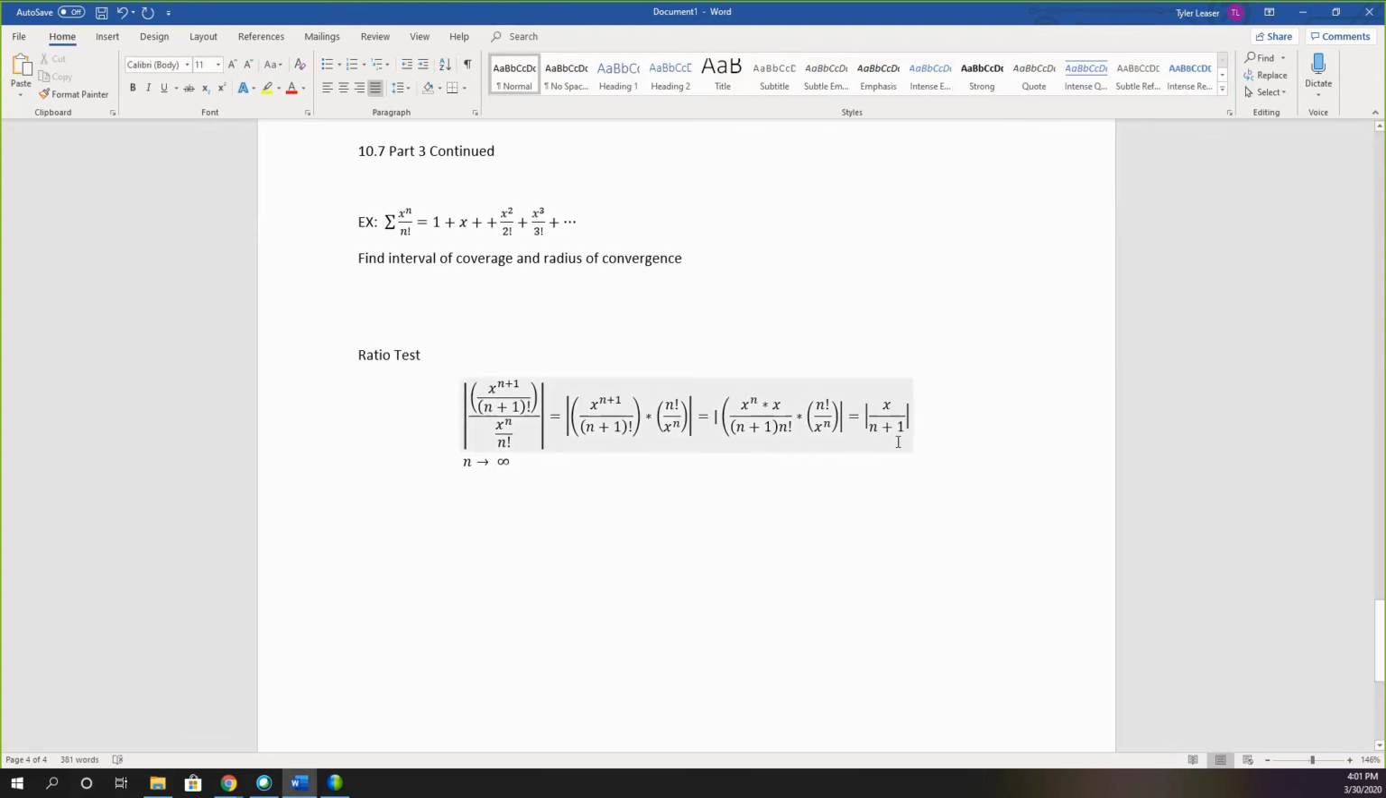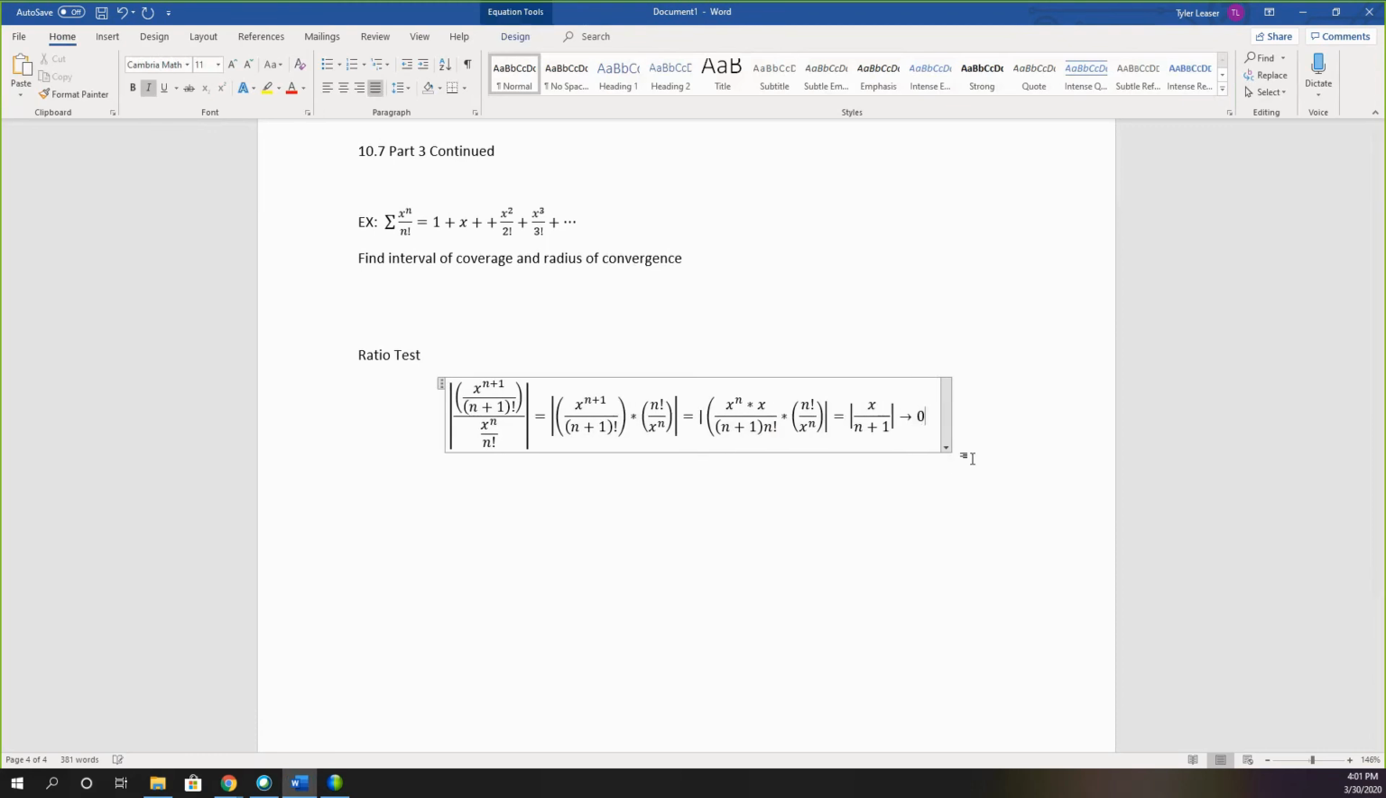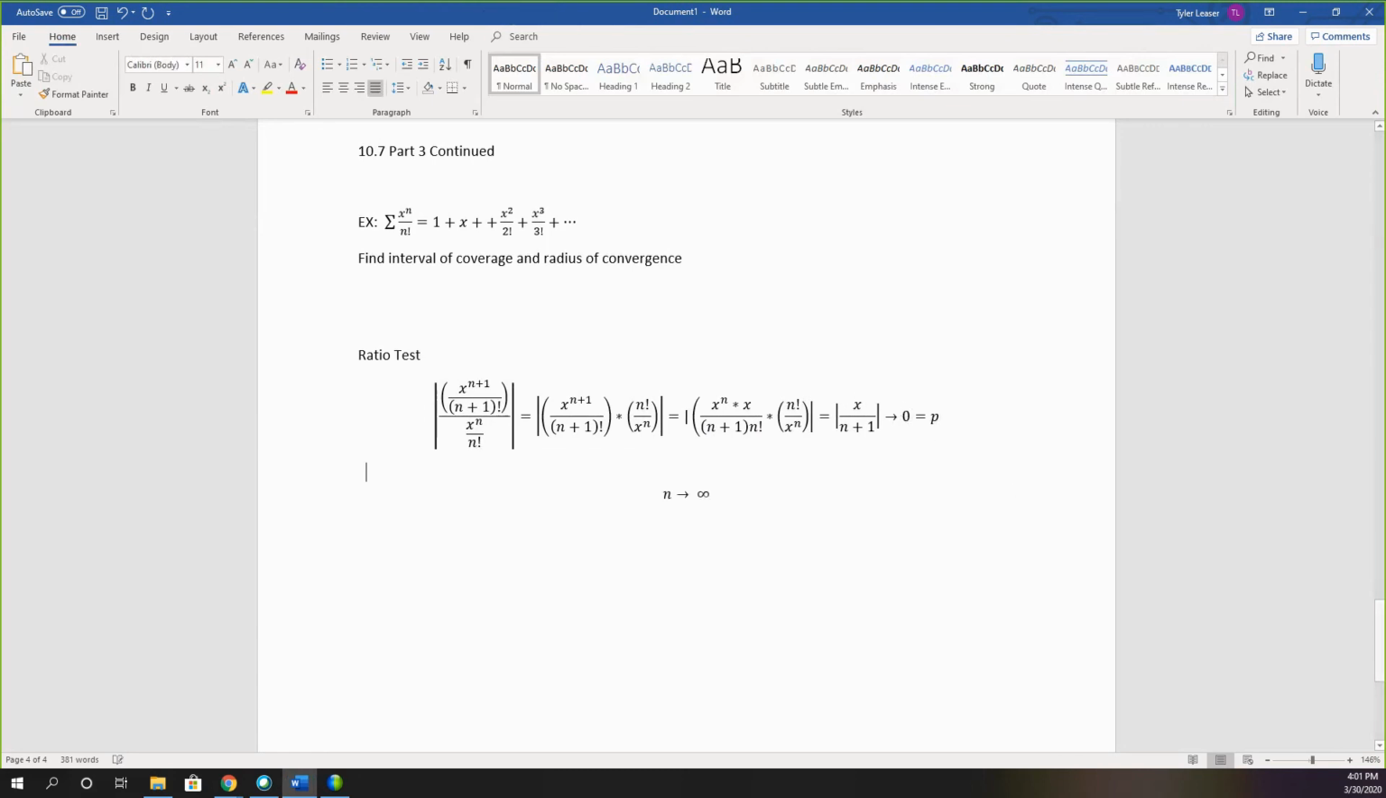As n goes to infinity of this, x is just a number. That stays what it is, but my n in the denominator blows up to infinity. So I hope you can see that this whole thing just goes to 0. And remember that the ratio test gives me my p-value. So here my p is always 0 regardless of the x. And because that p-value is less than 1, remember that that says that my series converges absolutely. And because I don't have an interval here, that means that it converges everywhere.